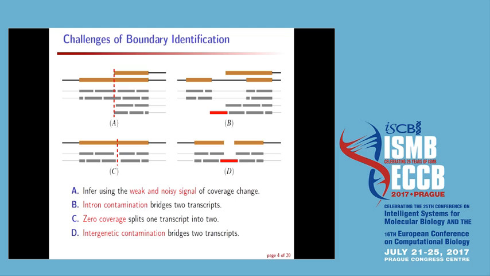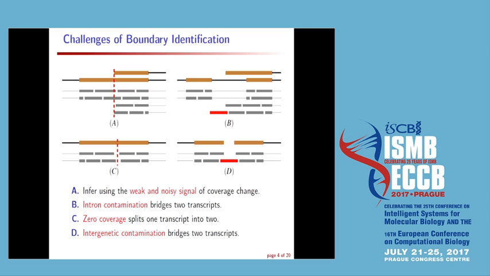This task is very challenging. I will give you four situations. We already saw this example. If a new transcript starts in the middle of an exon, then in order to identify this start boundary, the only information we have is the coverage increase around this position. But this information is pretty noisy and weak because coverage variation is widely observed.